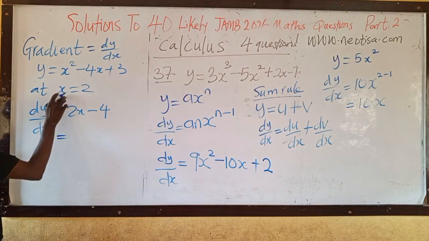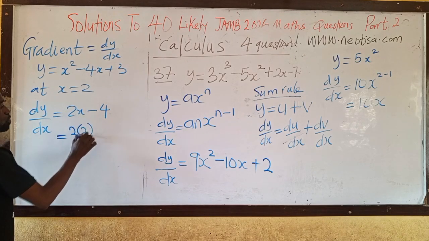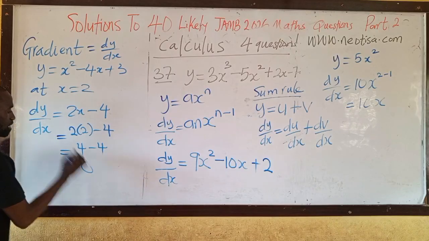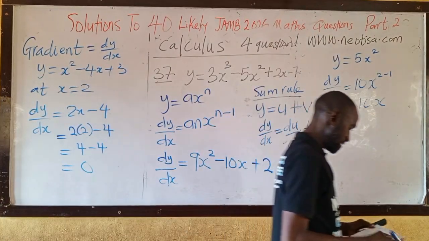Now set x equals 2. Anywhere I see x, I put 2. This will be 2 times 2 minus 4, which is 4 minus 4, which is 0. That's question 38.